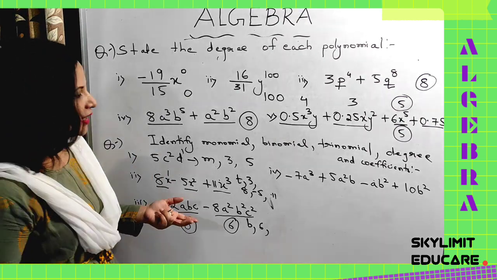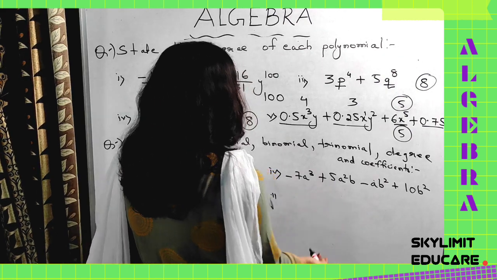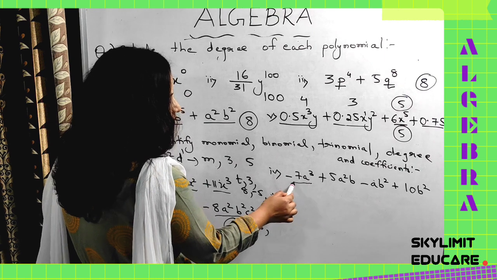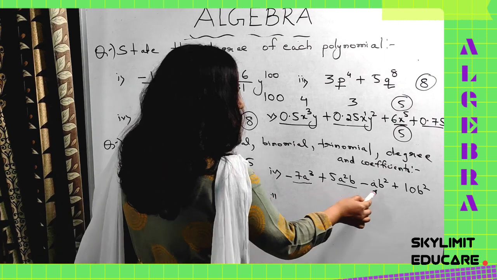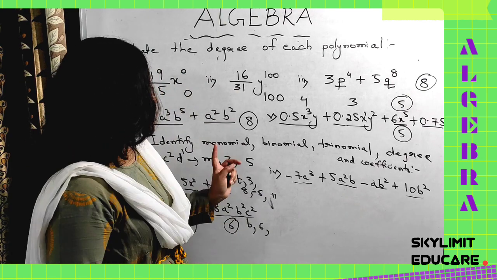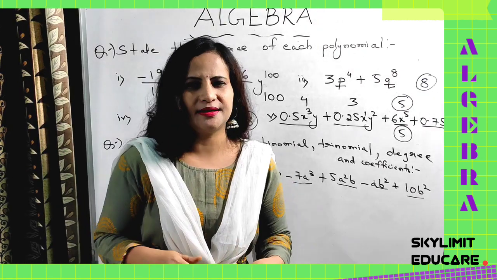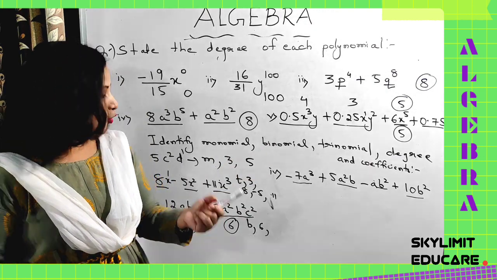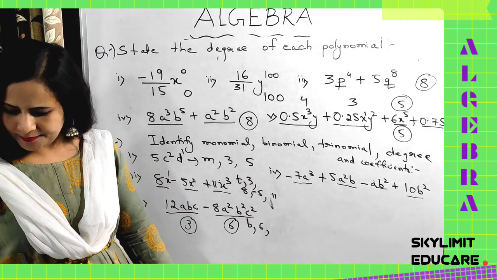Very simple. Okay. Let us find out now whether this is a binomial, trinomial or monomial. How many terms does it have? First term, second term, third term, fourth term. Obviously this doesn't come under any category. It is neither a binomial nor a monomial nor a trinomial. I hope the idea is getting clear to everyone. Okay.